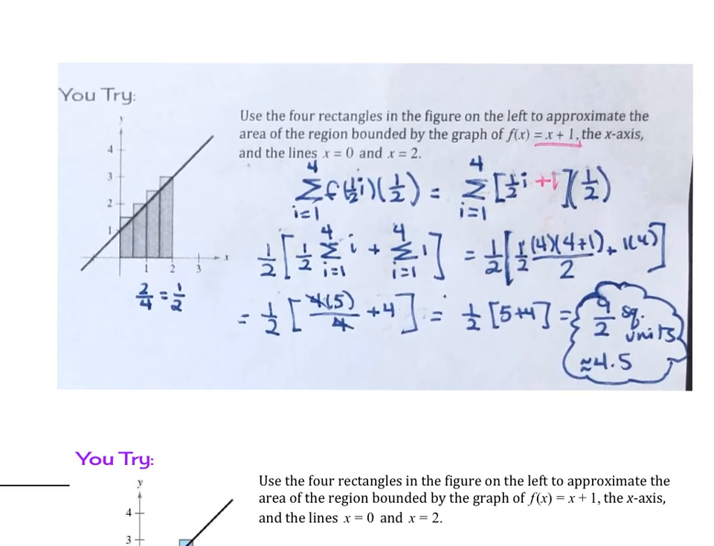All right, so looking at this example, you could have done it this way here, but at the end you would have 9 over 2 square units, or 4.5 square units.